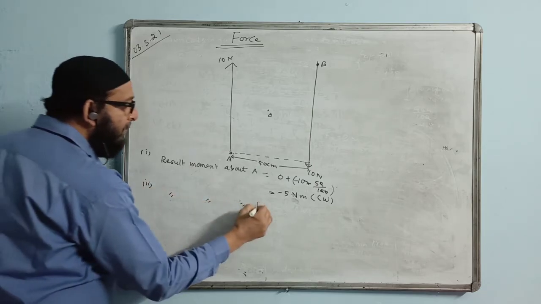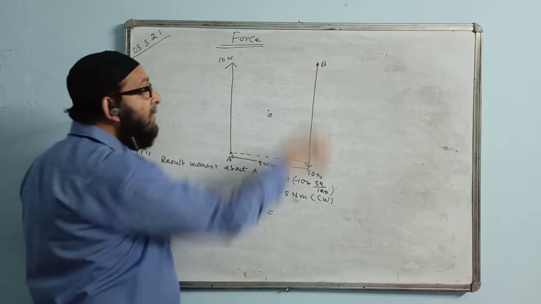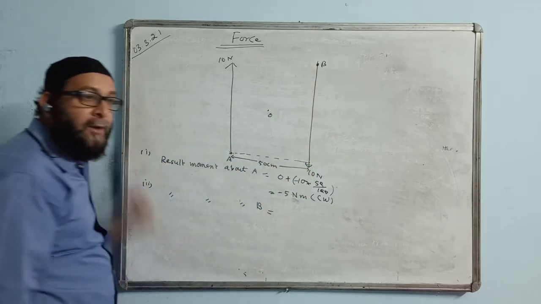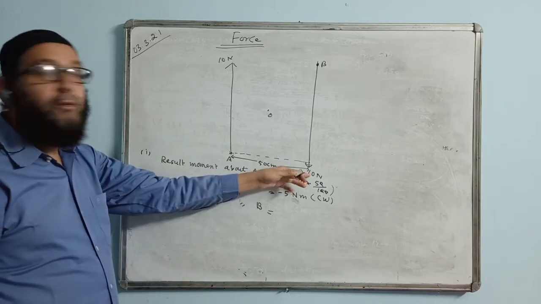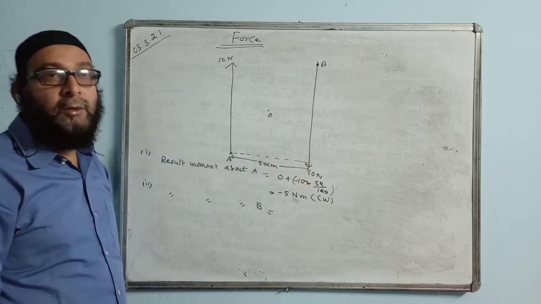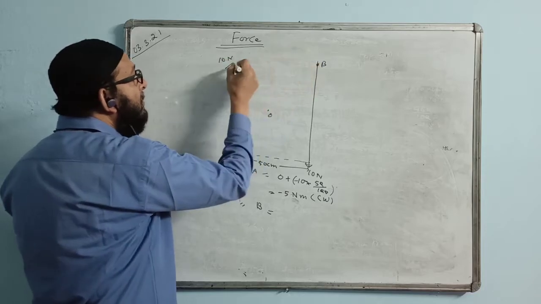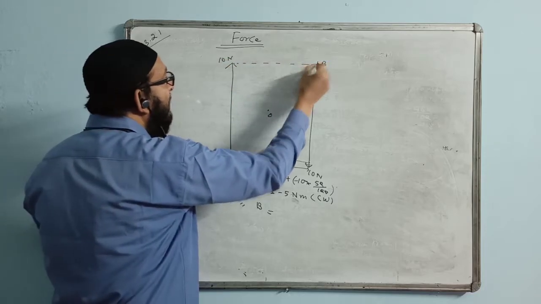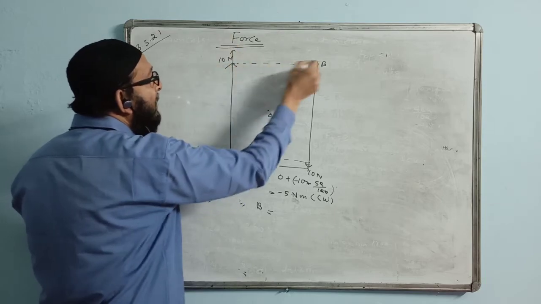Number 2. Resultant moment about B. About the point B now. This force is acting on the same pivoted point, on the same pivot. That means this will have no moment. This will not cause any turning effect about the point B, but this will cause, because this force is not acting at the point B, so this will cause the turning effect like this.